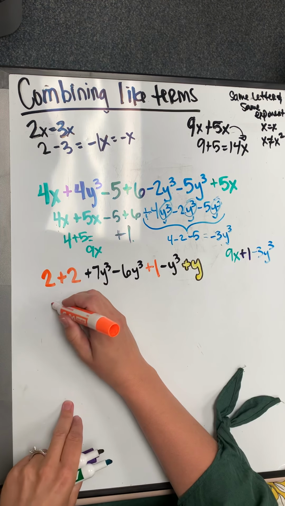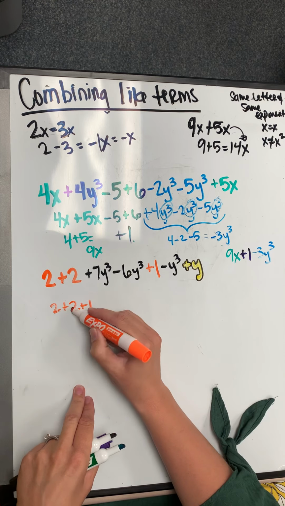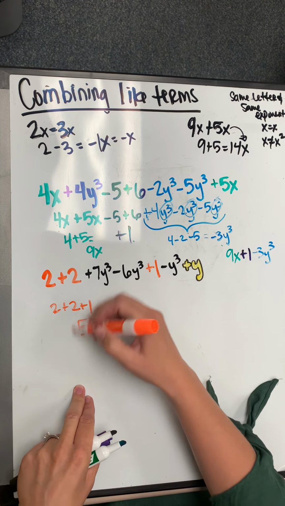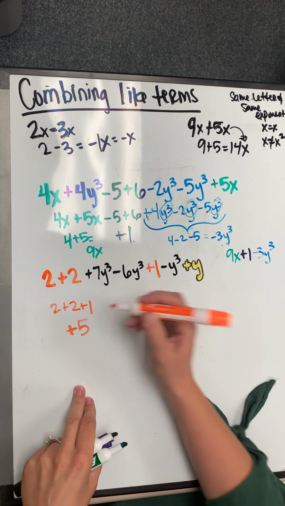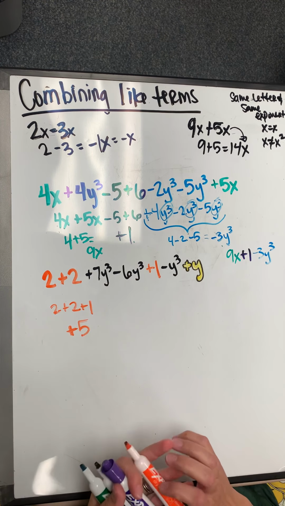My oranges would be 2 plus 2 plus 1, pulling them all together. 2 plus 2 plus 1 is 5. This term, a positive 5, is going to be in my final answer.